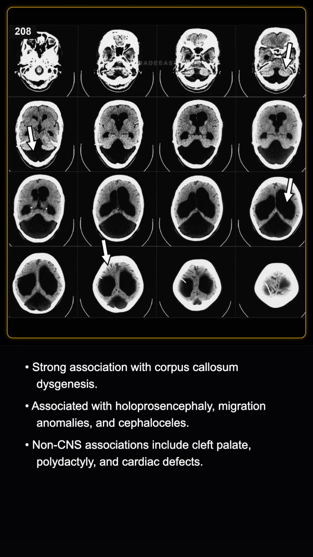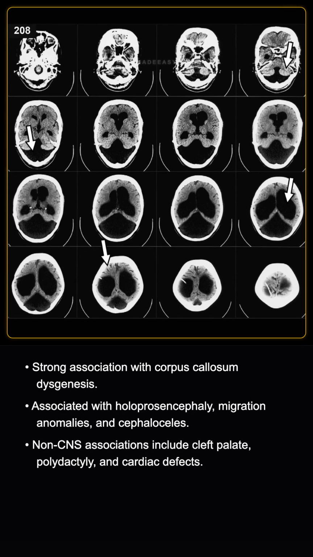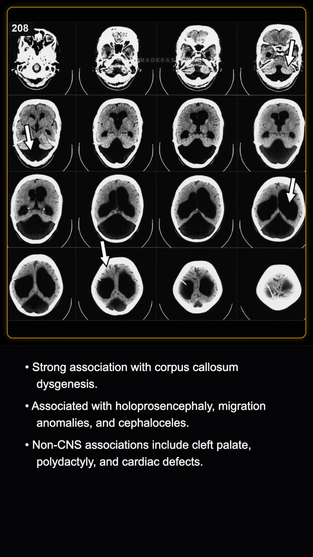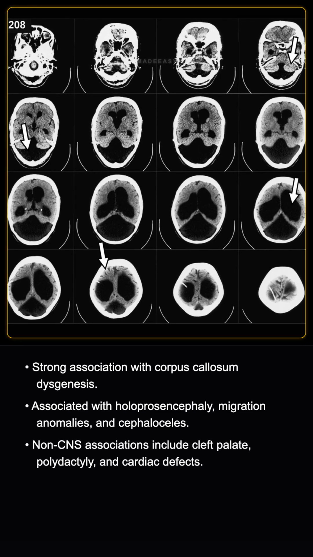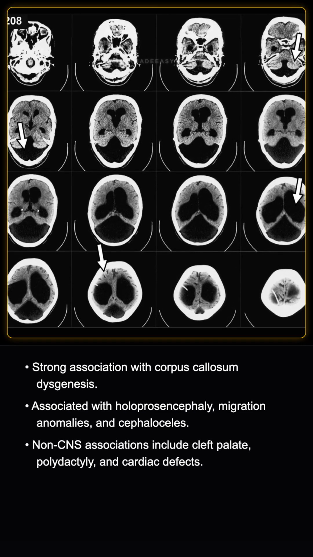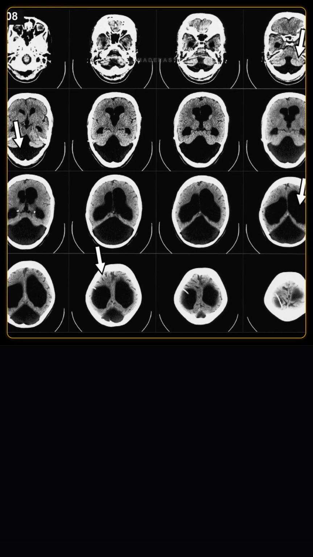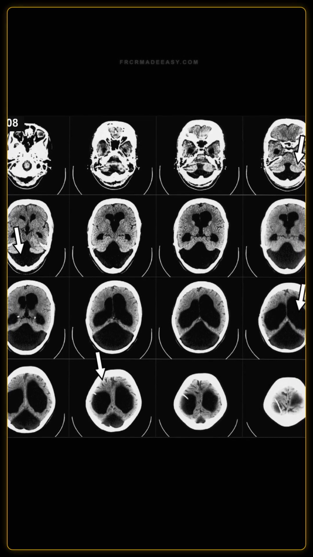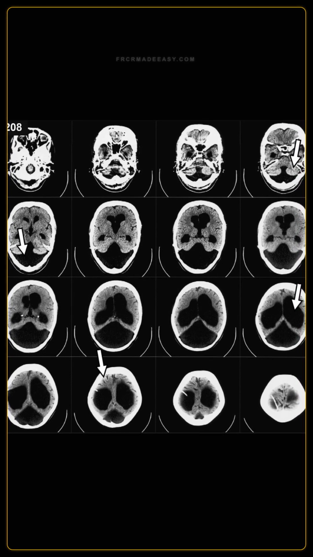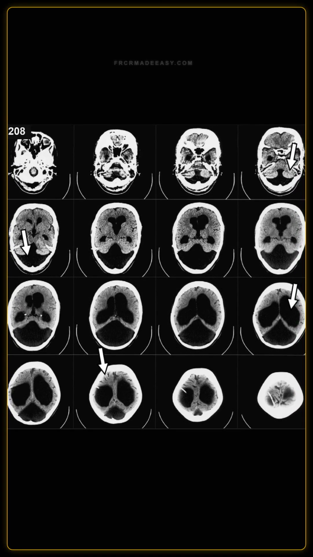Other associated CNS anomalies include holoprosencephaly, gray matter migration anomalies, and cephaloceles. Outside the CNS, it can be associated with cleft palate, as in this patient, as well as polydactyly and cardiac defects. If we were to obtain a sagittal MRI, what additional anatomical features would you expect to see?